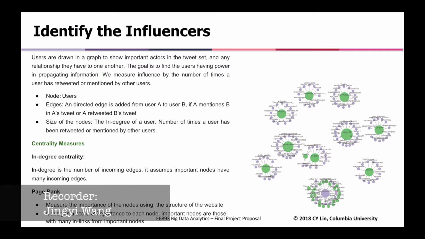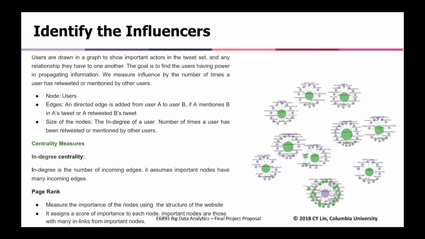We want to find influential users as the ad promoters. We do this by modeling the users and their relationships as a graphical network. The goal is to find the users having power in propagating information. We measure the power or influence by the number of times a user has been retweeted or mentioned by other users.